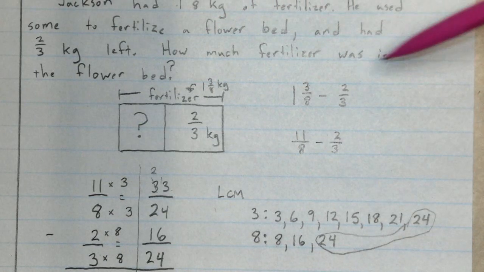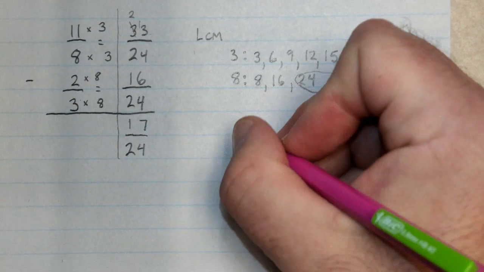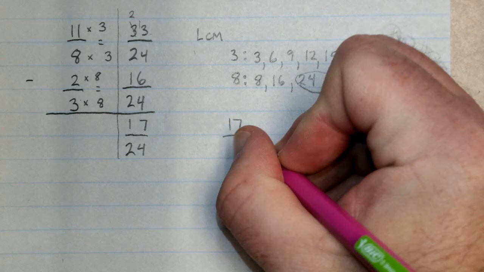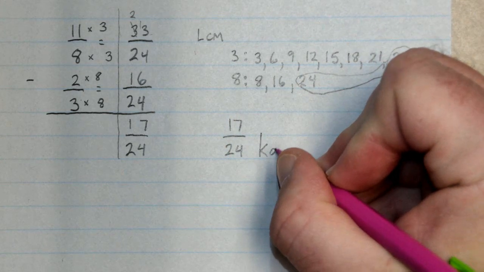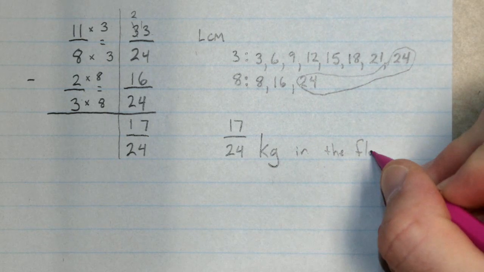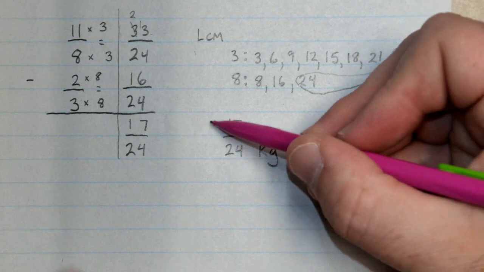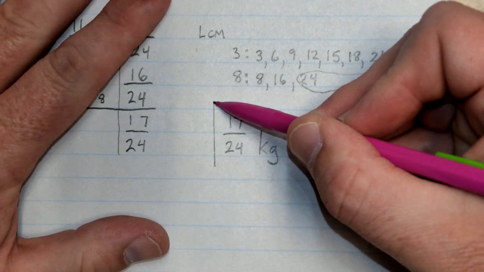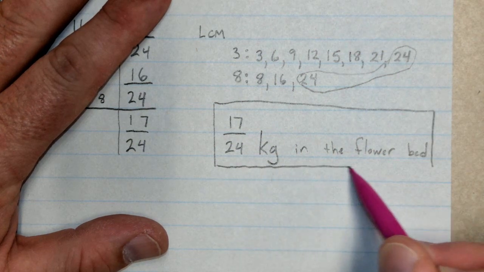How much fertilizer was in the flower bed? How much was in this mystery spot? 17 24ths kilograms in the flower bed. Getting a little close to the end there, but I will still box up my answer because it just looks so nice. Okay.